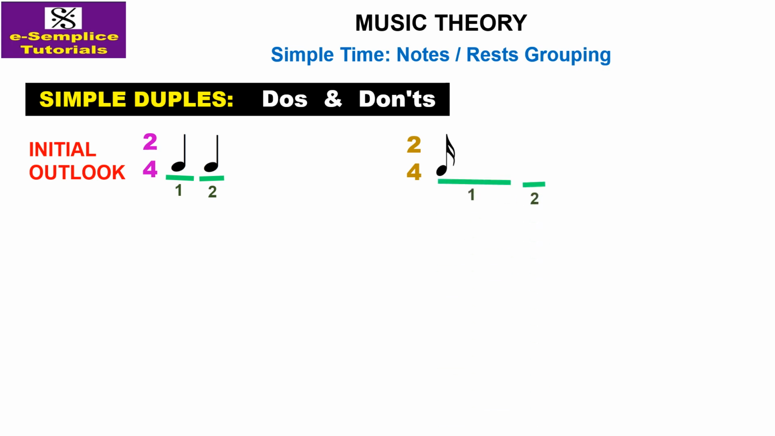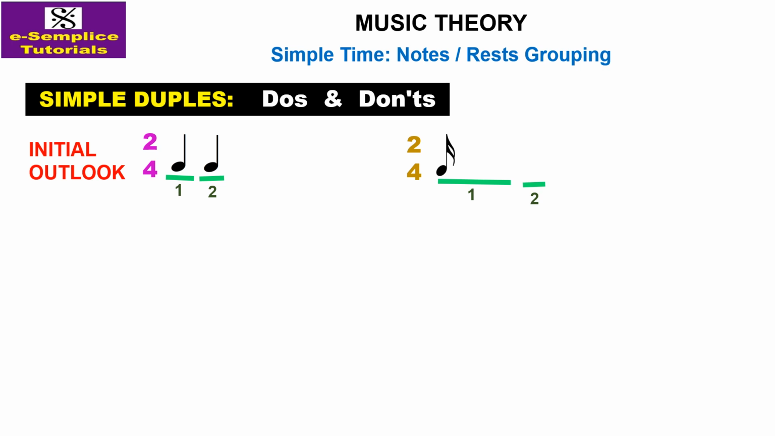Remember the initial outlook, beat 1, beat 2. Now, we need to finish beat 1 before we move to beat 2. We have a semi-quaver as part of beat 1. So what do we need to balance it? Remember the second rule, finish one part of the beat before the second part.